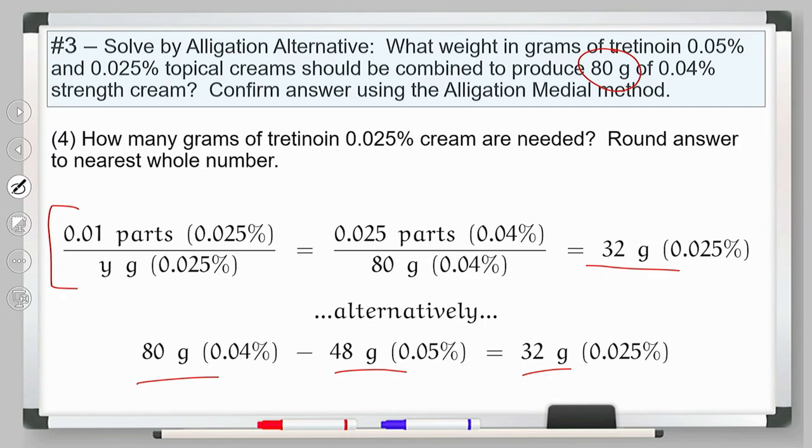Okay? This is every possible question I can give you. I could give you a diluent at 0%, I could give you a pure drug at 100%, or I could give you just two concentrations somewhere in the middle, all right? You add them together and get something in the middle of that. The questions all solve the same way. It's just a matter of setting them up, all right?